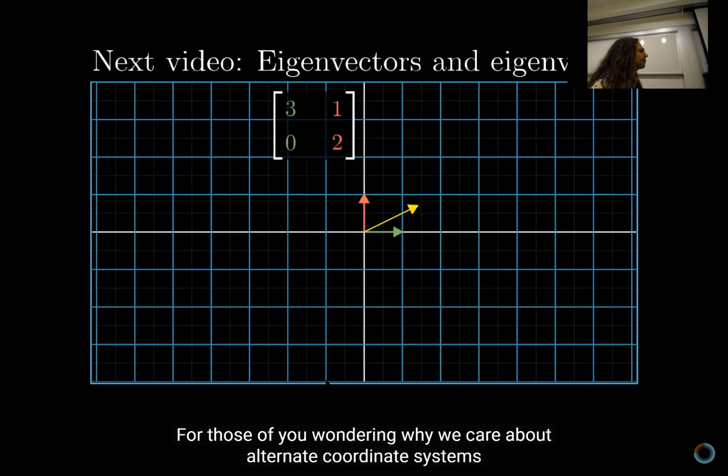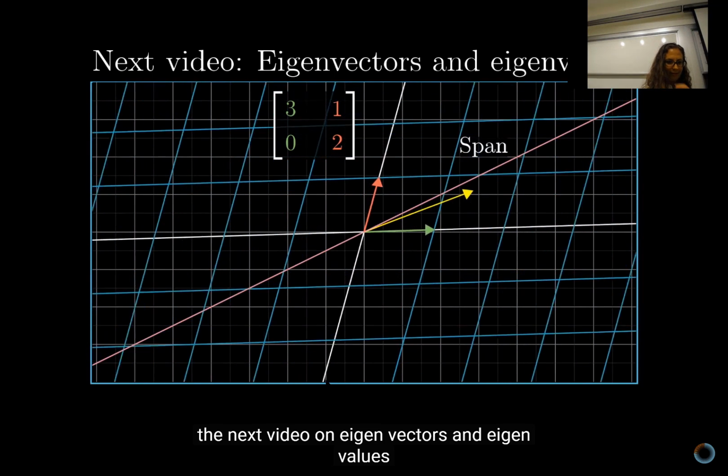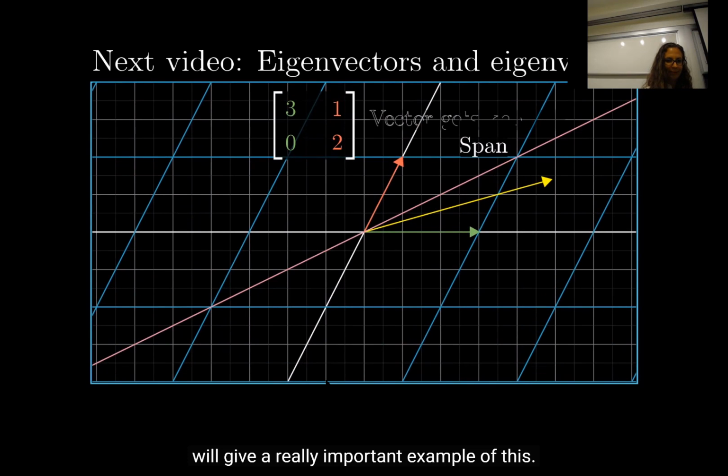For those of you wondering why we care about alternate coordinate systems, the next video on eigenvectors and eigenvalues will give a really important example of this. See you then!